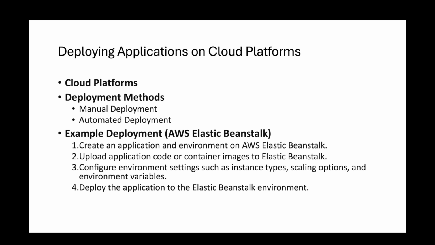Example deployment. AWS Elastic Beanstalk. Create an application and environment on AWS Elastic Beanstalk. Upload application code or container images to Elastic Beanstalk. Configure environment settings such as instance types, scaling options, and environment variables. Deploy the application to the Elastic Beanstalk environment.